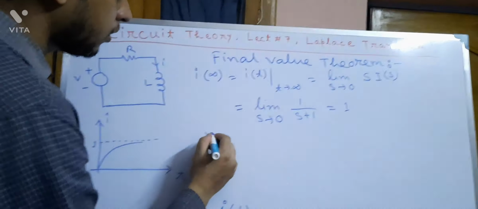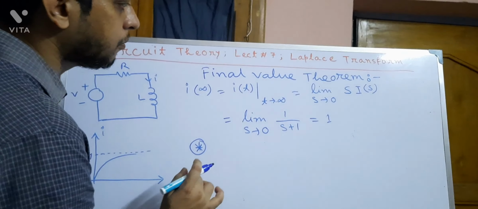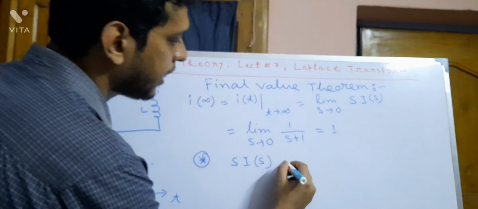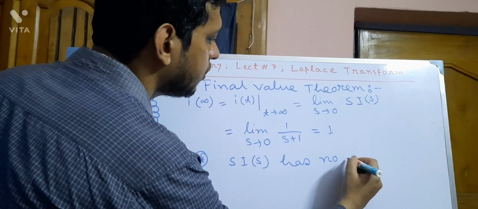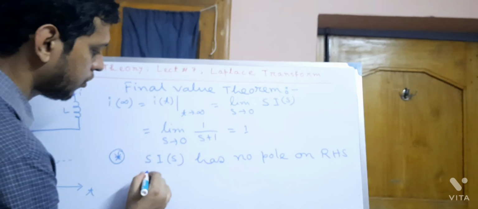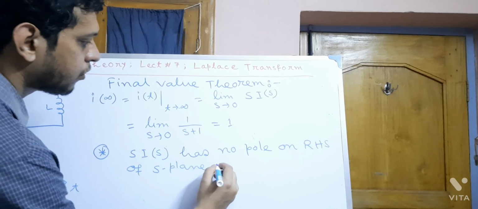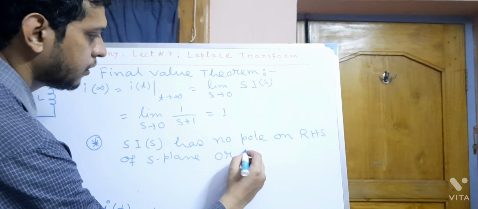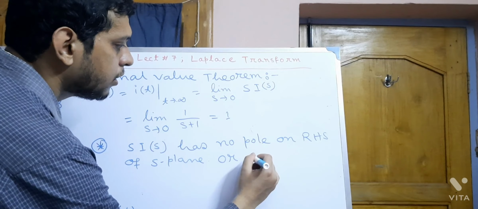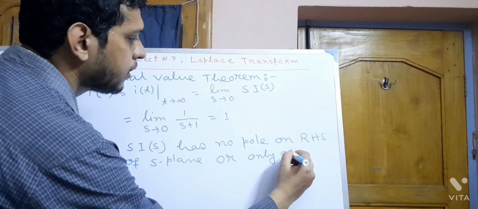Now this is very important, that final value theorem is only applicable if this function sI(s) has no pole on the right hand side of S plane, or only poles on the imaginary axis.